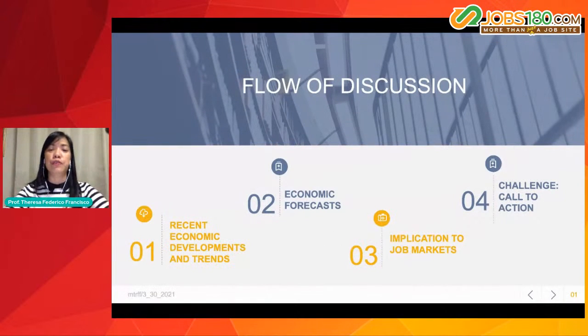Now let's go on to the flow of discussion, so you know the flow of our talk. First, I will go through the recent economic developments and trends. Then the second part will be the economic forecast that will give us an overview on the likely path of the economy, keeping in mind the highly uncertain environment that we are in now. And the third one is the implication or the impact of that economic forecast on the current job markets. And finally, I would like to take this opportunity to challenge everyone here to be optimistic and resilient in order to cope with our present situation.